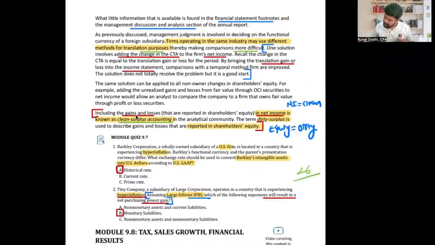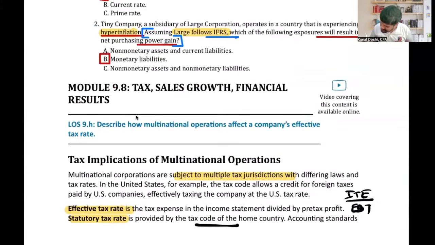Okay. Then there was a discussion about the taxation effect. Remember the two taxation ratios. Effective tax rate is income tax expense divided by profit before tax, right? Statutory is decided by the state, correct? When they both do not match, remember we discussed in level one, that is a permanent difference for which you don't record a DTA or DTL.